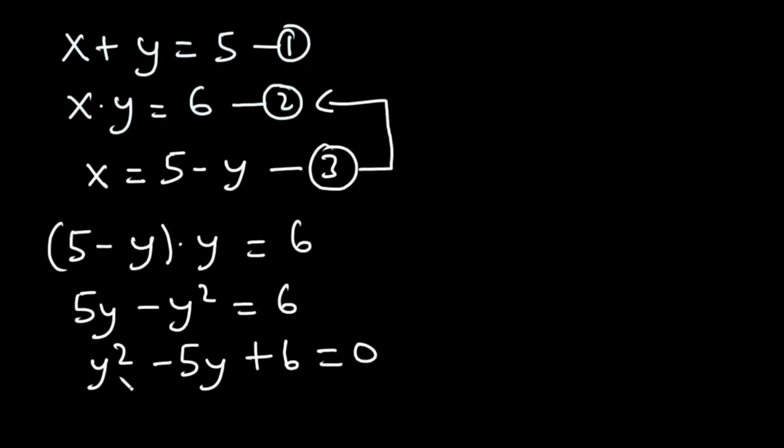Now the coefficient of the y squared term is 1, and then the constant is 6. 1 times 6 is equal to 6. Now the factors of 6 are 1 and 6, and then 2 and 3. Now which set of values multiply to 6 and then add up to negative 5? Negative 2 minus 3 is equal to negative 5. So we can select 2 and 3.